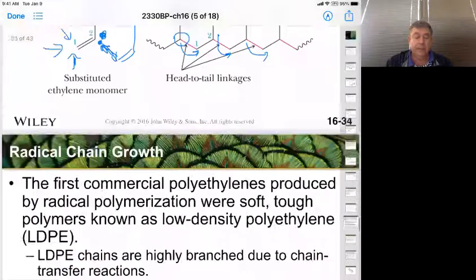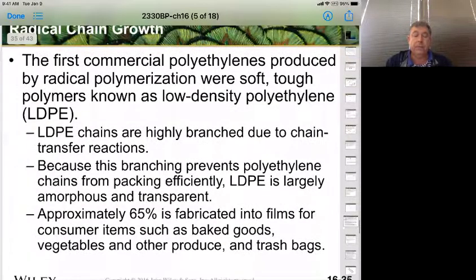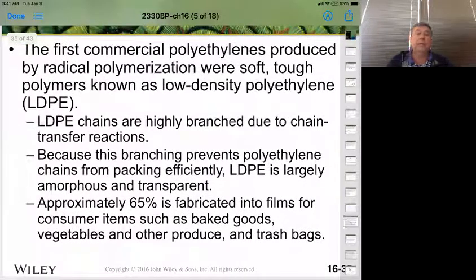Okay, so the first commercial polyethylenes produced were by radical polymerization, but were soft and kind of sticky, okay? And so then they were able to change it a little bit. What they did was they put some branches in there so that the R groups were at different lengths. So we'd have a methyl group or a hexyl group or something. When they were able to change the mechanism so that they had branches, it became tougher.